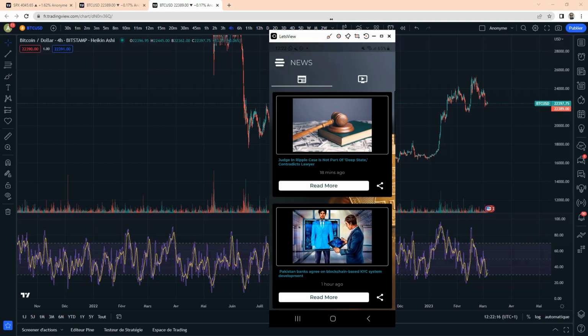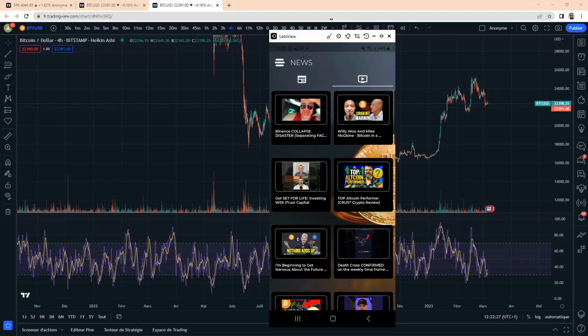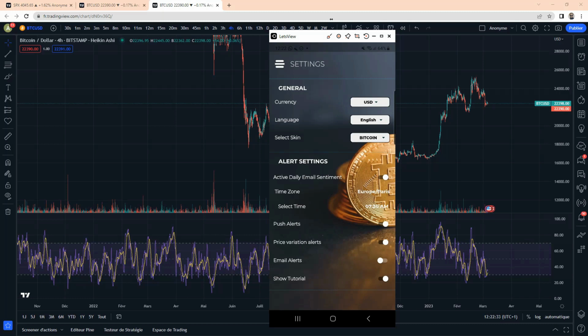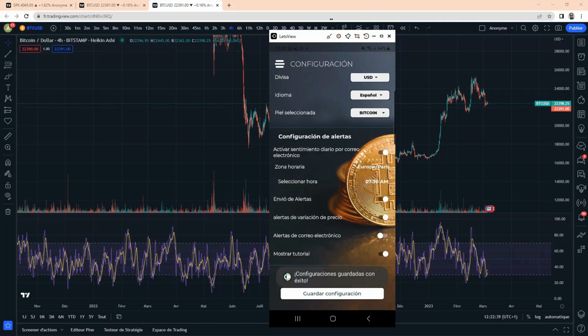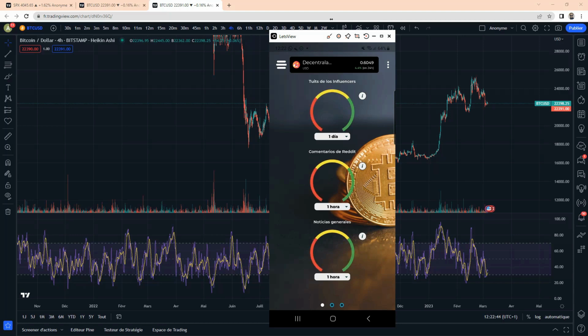Only the Gauge needs a premium membership, and all the rest is totally free, like charting and news. For each language, we have the news. Right now it's in English, but if we go to options, Spanish, español, claro. Si alguien habla español aquí, podría entender todo. So same thing here.